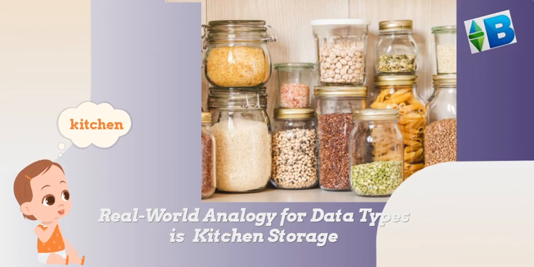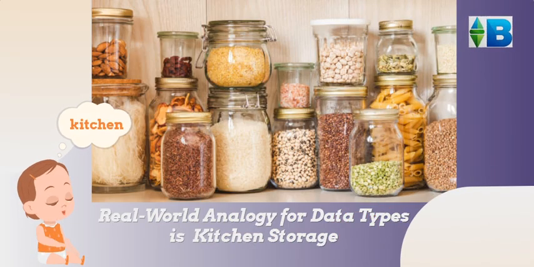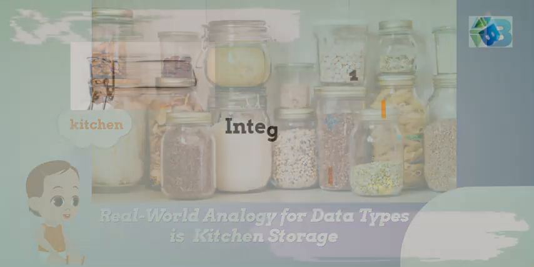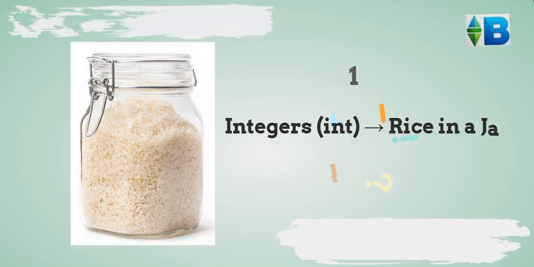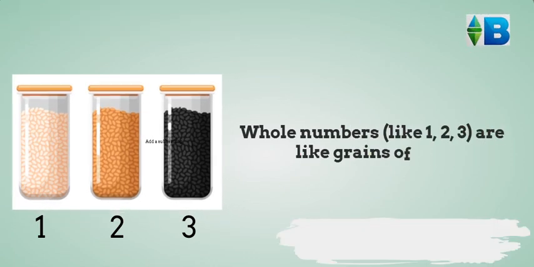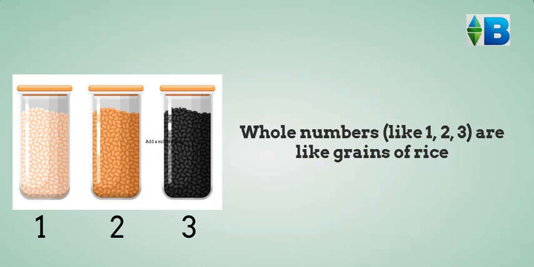Imagine you have a kitchen where you store different types of food. Each type of food needs a specific container to keep it fresh and usable. Integers, like rice in a jar. Whole numbers, like 1, 2, 3, are like grains of rice. You store them in a solid jar because they don't need special handling.